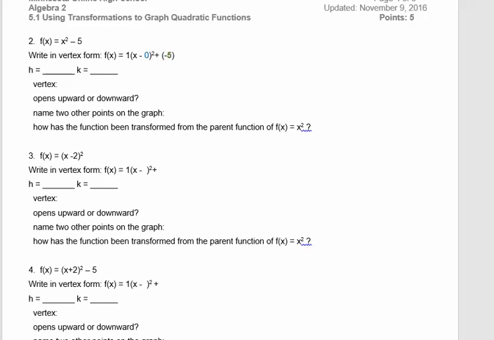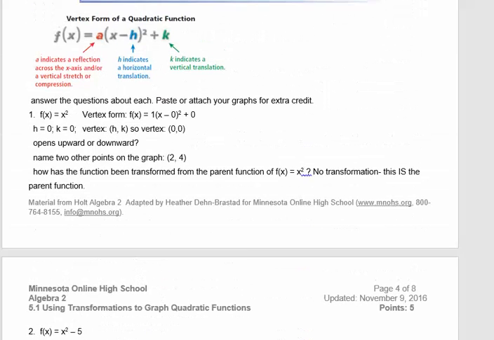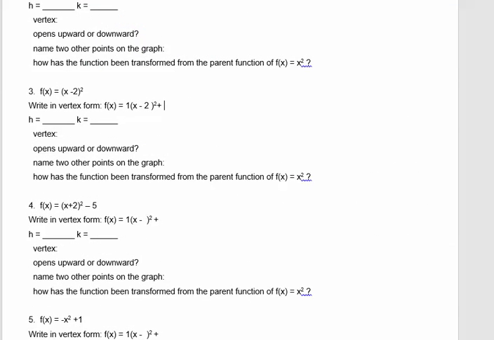Let's move down to number 3. Number 3 is f of x equals x minus 2 squared. And I want to first write this in vertex form so that I can find out some more information. Well, really, this is pretty much in vertex form. It's supposed to be x minus h squared plus k. All I have to do on this one is add the plus k. If there is no number added to the end, then this must be a 0.